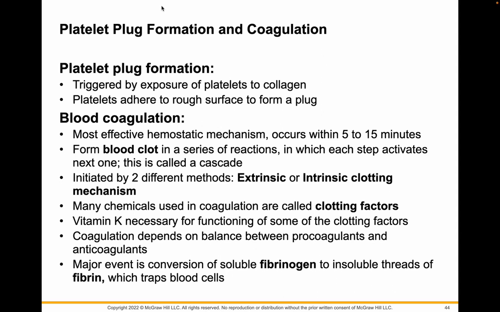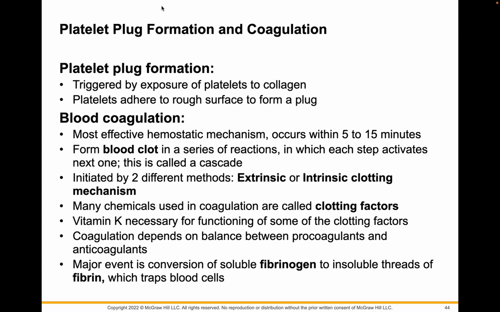This is the most effective, and it occurs in 5 to 15 minutes. And this is what you would consider a blood clot. And it has a series of reactions. We call this in biology a trophic cascade. It's where one domino falls and causes another domino to fall, this series of reactions. And there's 2 methods of doing this. Extrinsic, which means from the outside, so something happens on the outside of our body and causes us to clot. Or it could be an intrinsic clotting mechanism, something from the inside.